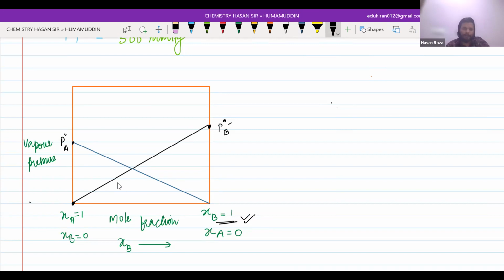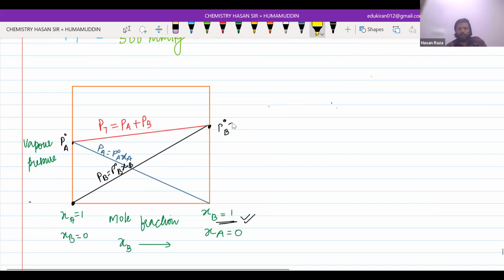Now this black line represents PB, and PB is equal to P naught B into chi B. And this blue line represents PA, and PA is equal to P naught A into chi A. And if you add these, you will get the total pressure, P total, and this will be equal to PA plus PB.